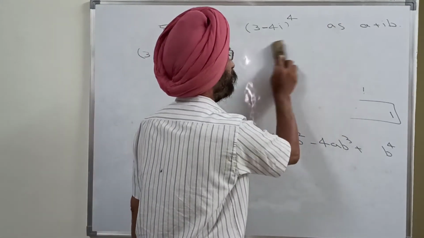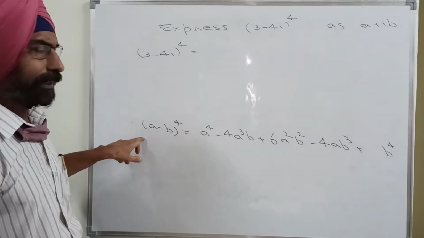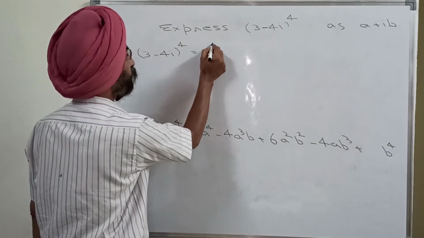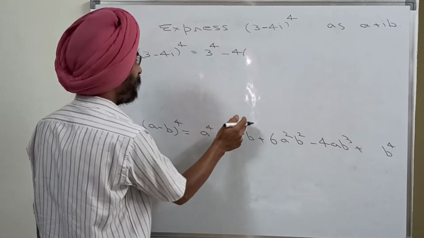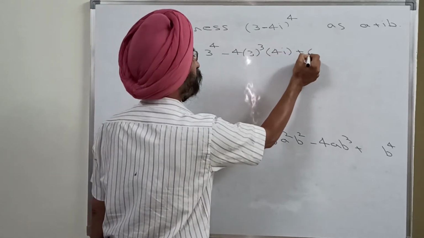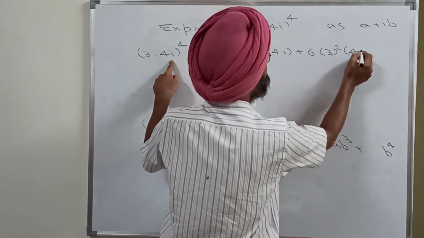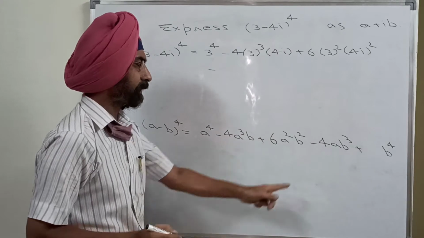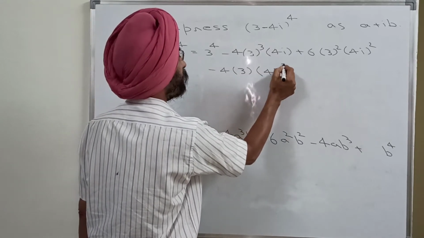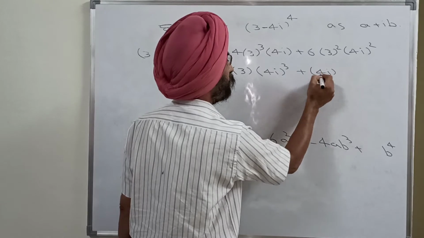And that we will use here in this (a - b)^4. So here your a is 3 and your b is 4i. Use this formula: a^4, that means 3^4, minus 4 into a cube, so 3 cube, then multiplied by b, which is 4i, plus 6 a square b square, so 3 square and (4i) square, after plus, once again minus 4ab cube, 4a, a is 3, b cube, (4i) cube. And the last term is plus b^4, so it is (4i) raised to the power 4.